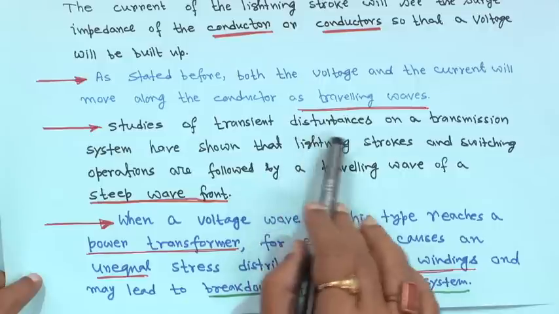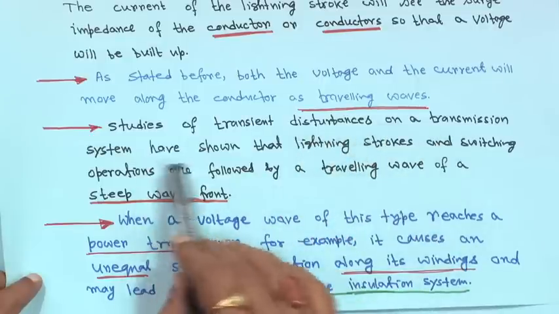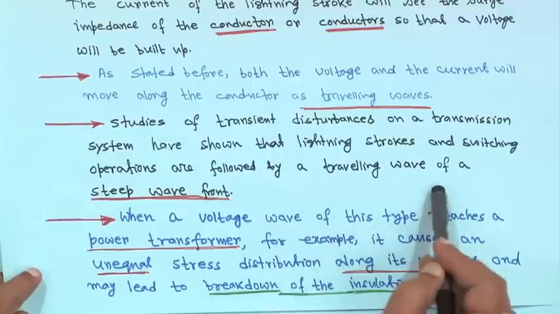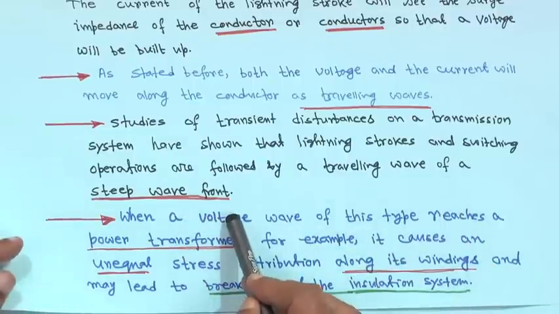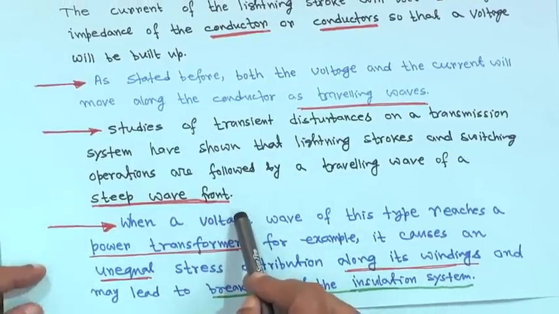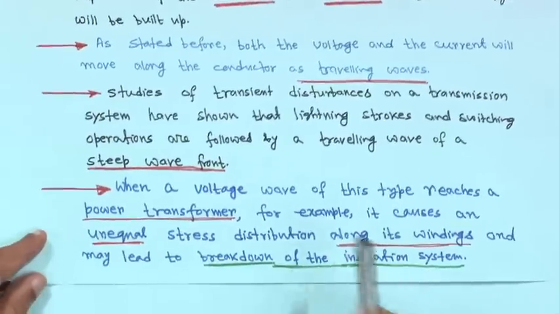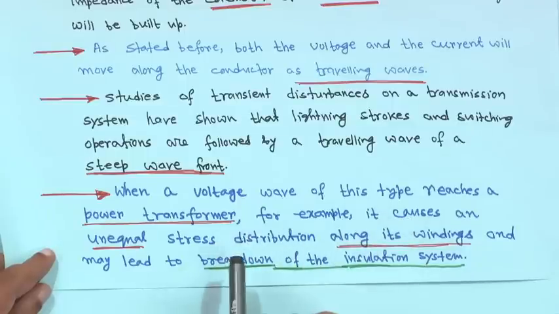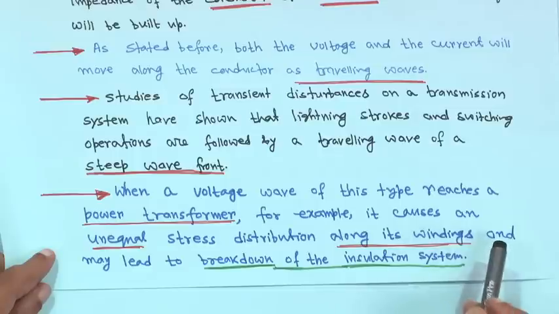Studies of transient disturbances in a transmission system have shown that lightning stroke and switching operations are followed by a travelling wave of a steep wave front. It will be unidirectional. So, when a voltage wave of this type reaches a power transformer, for example, it causes an unequal stress distribution along its windings and may lead to breakdown of the insulation system.